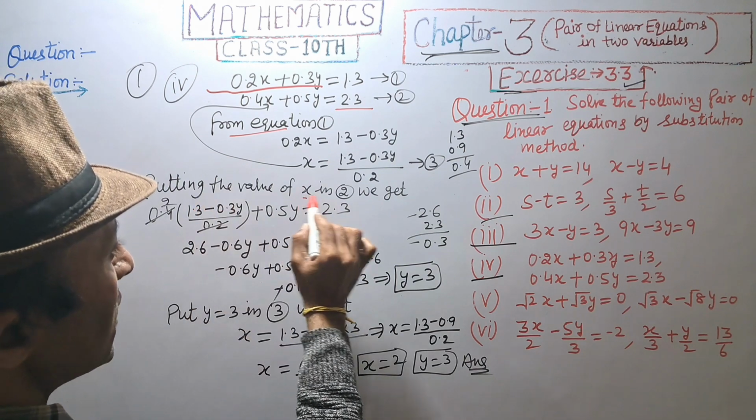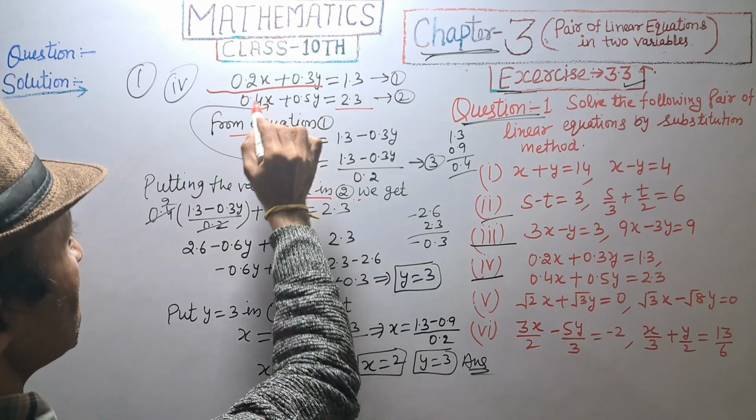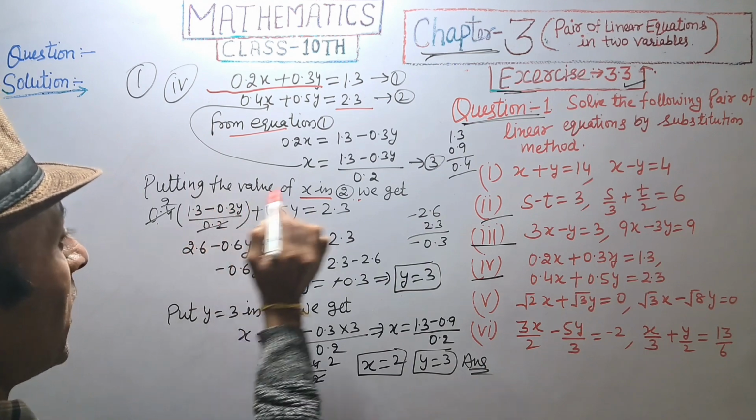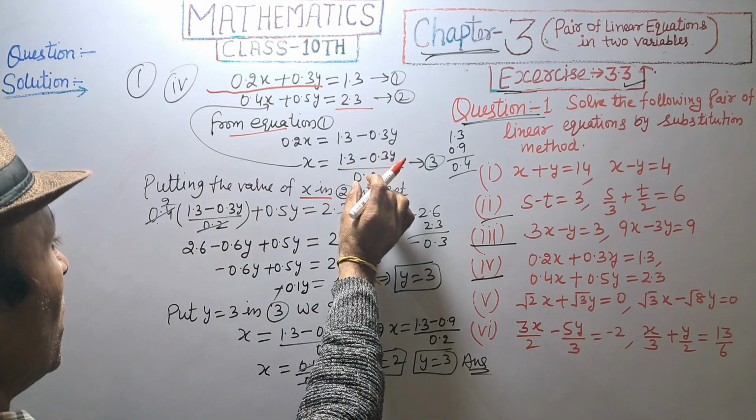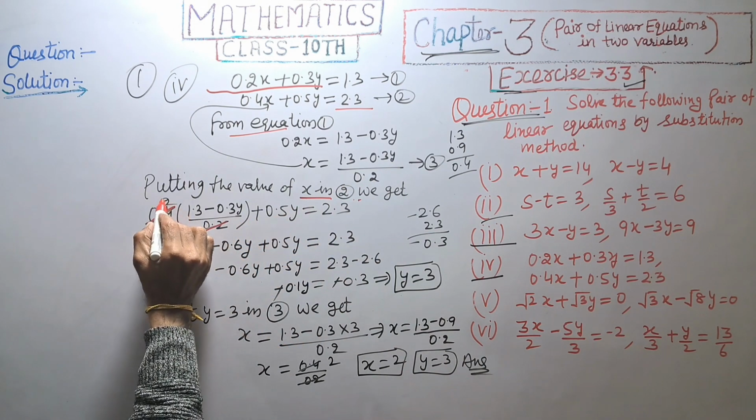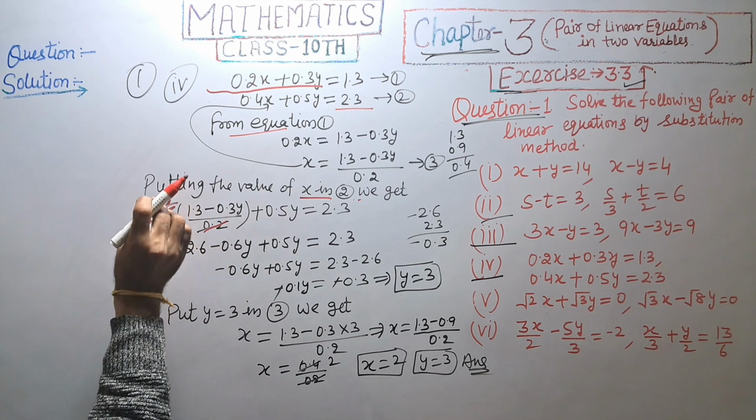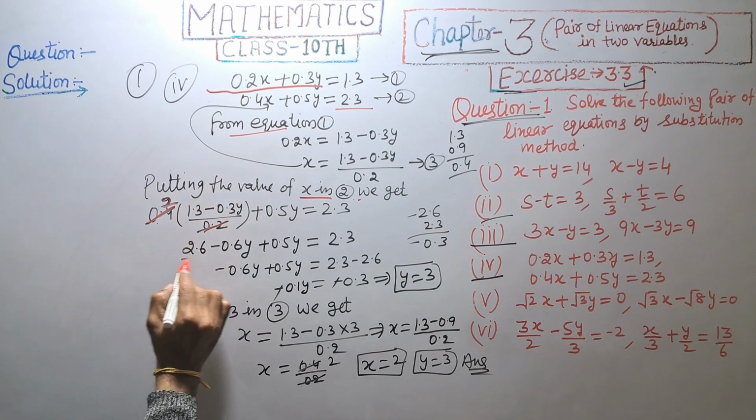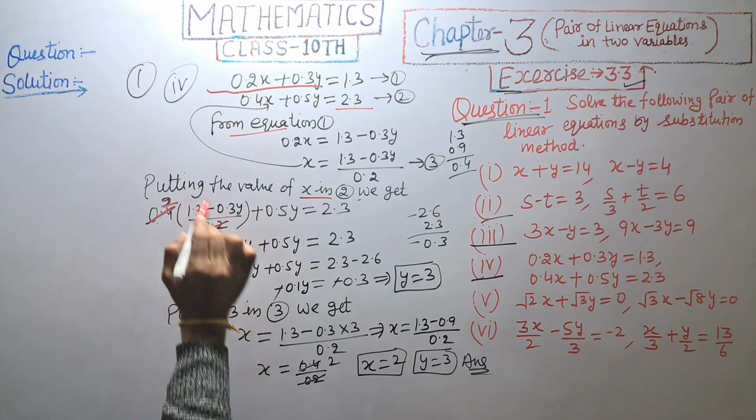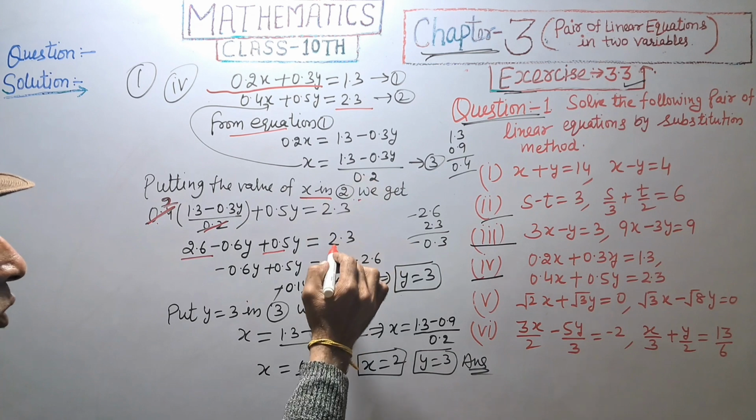Putting the value of x in equation second, that is 0.4 into (1.3 minus 0.3y) upon 0.2, plus 0.5y equal to 2.3. 2 multiplied by 0.2 is equal to 0.4, but 2 multiplied by 1.3 is 2.6, and 2 multiplied by 0.3 is equal to 0.6. 3 2s are 6. Minus 0.6y plus 0.5y is equal to 2.3.